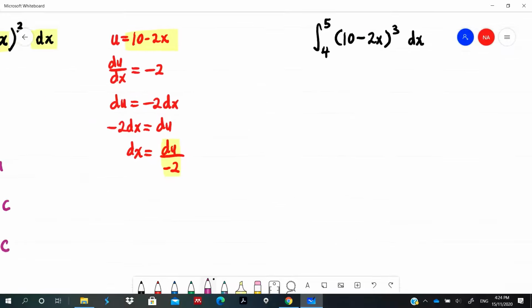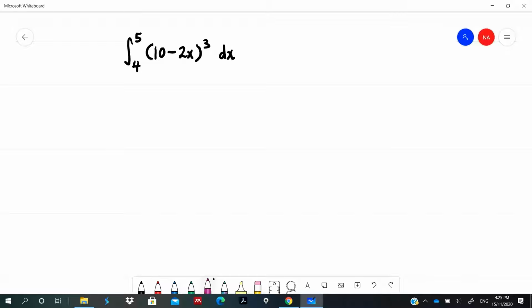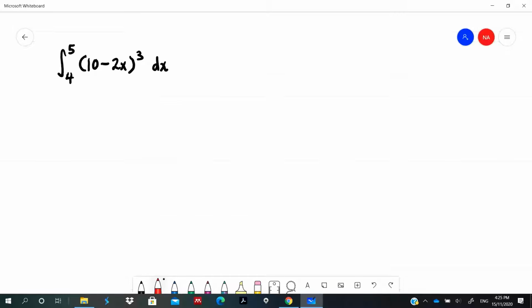Alright, so what if we have the definite integral for this? Again, we are just repeating the same thing. The procedure is to make this as u. So u substitutes this with 10 minus 2x. So du over dx is negative 2. So I'll just write dx is equal to negative 1 over 2 du.